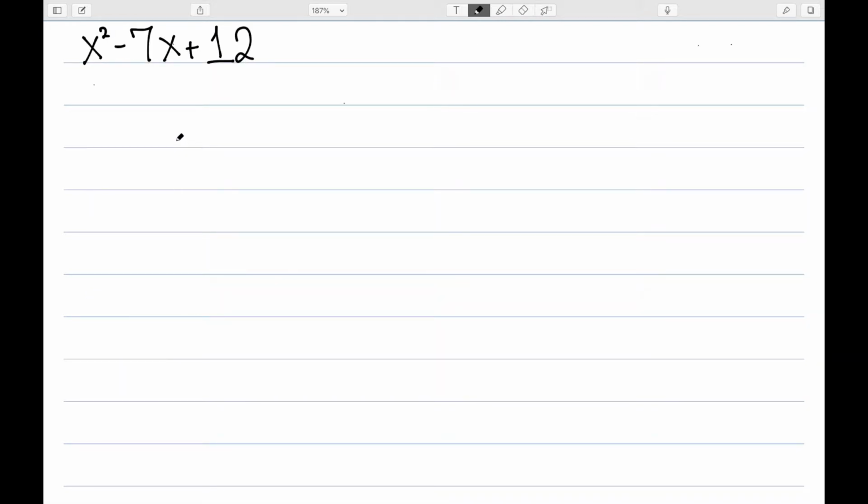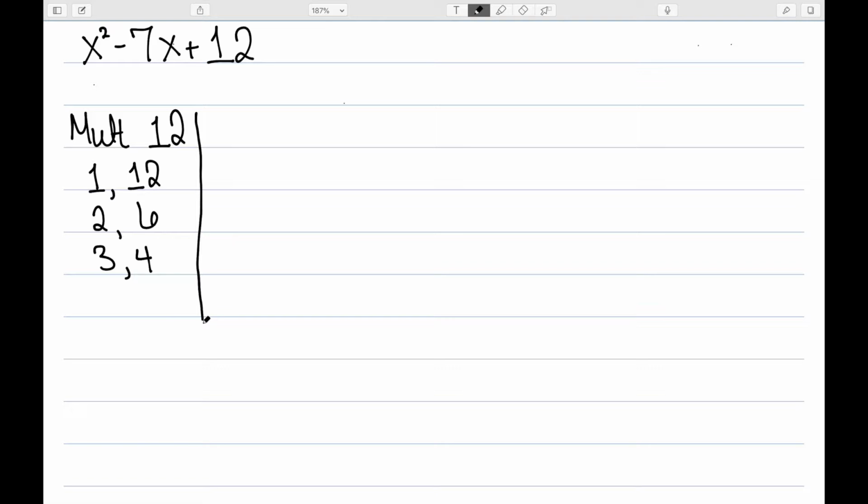I now want to do x squared minus 7x plus 12. So I need to think of things that multiply to be my constant term, 12. Well, we know 1 times 12, 2 times 6, and 3 times 4. However, the problem is we need these to add to be negative 7, the number in front of x. These add to be 13, 8, and 7, which is close but not quite what we want.